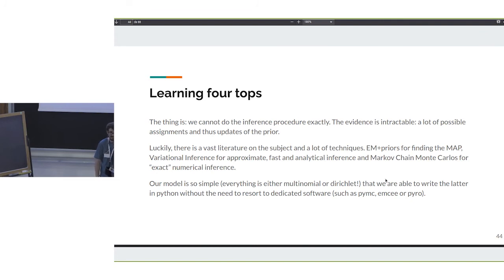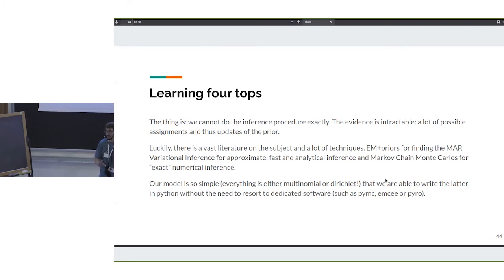There is a vast literature on how to do inference on these probabilistic graphical models and for Bayesian problems in general. We could do expectation maximization with priors to find the maximum a posteriori. We could do variational inference for some approximate, fast and analytical structure of the posterior distribution. But we could also do Markov chain Monte Carlo to get the exact posterior in a numerical way. Because our model is so simple, everything is multinomial or Dirichlet at this stage, we can write a Markov chain Monte Carlo in Python that is very fast and very easy to code, and we don't need to resort to dedicated software.